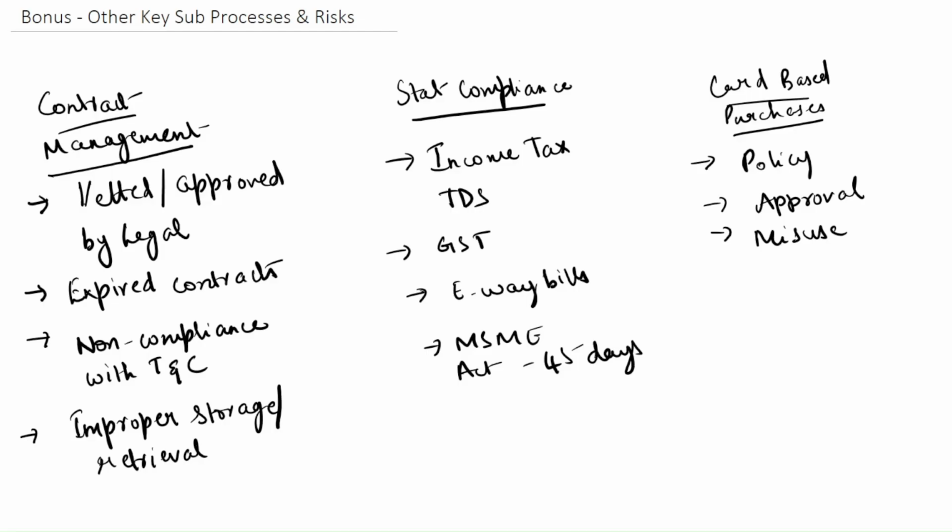Here are few more processes that you can look for while auditing P2P. First is contract management. Now, in large organizations, a lot of times there are contracts entered into with certain vendors, and you can check whether the terms and conditions of the contracts are duly vetted and they are signed and agreed by legal and compliance team as needed. You can also check if there are any expired contracts and flag it to the company, because continuing procurement against these expired contracts can result in a risk of potential disputes in future. Also, you can check whether these contracts are properly stored and retained and archived.